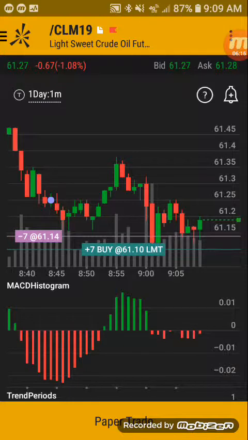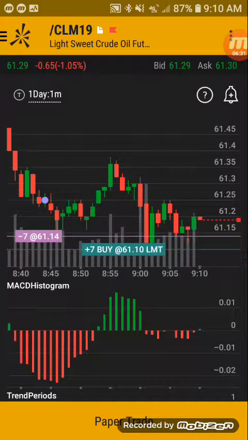I don't have a stop in place because I don't like using them. You're supposed to use them. Every book tells you to use them, and now you can kind of see why you should use them. The market's going against me right now, but the market's in a downtrend.